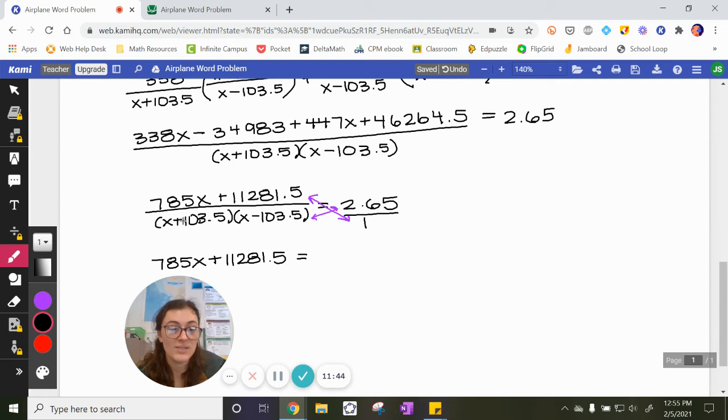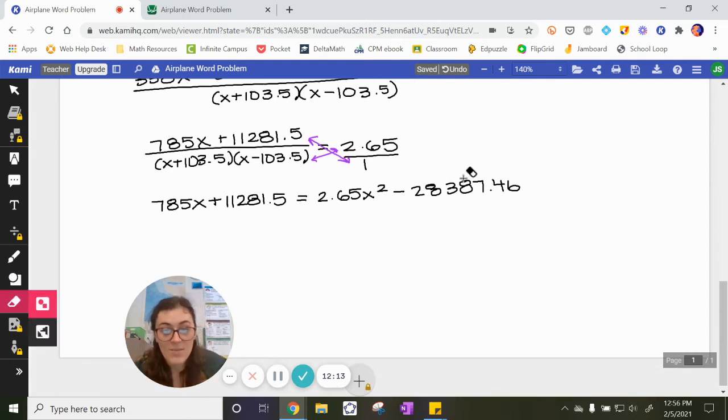Well, first we could do a side step where we could multiply this out, and you'll end up with x squared minus 103.5 times 103.5. So we'll have 2.65 x squared minus 2.65 times 103.5 squared, which is 28,387.46. If you need to do those side steps, please do them, but just for the sake of time, I'm going to skip them.